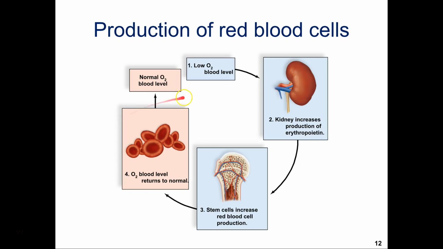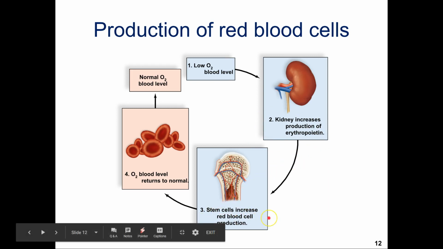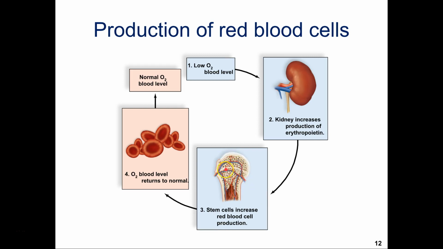So if your oxygen level in your blood is low, your kidney increases the production of this erythropoietin chemical. Stem cells are going to then increase production of red blood cells. Here's a picture of a bone with the bone marrow with the stem cells in it. Your oxygen levels will hopefully return to normal, and you just have a normal O2 blood level.